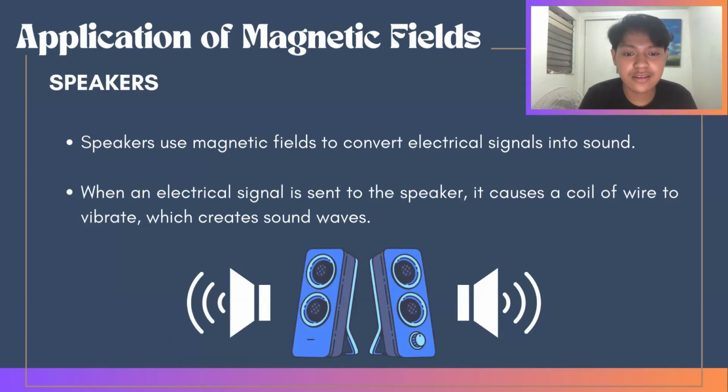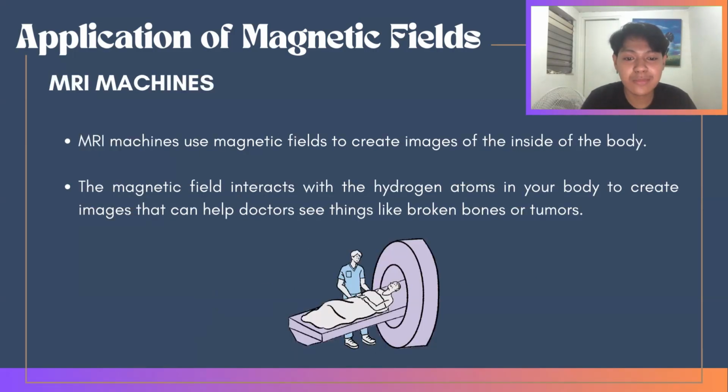The second one is speakers. Speakers use magnetic fields to convert electrical signals into sound. When an electrical signal is sent to the speaker, it causes a coil of wire to vibrate, which creates sound waves. The coil is surrounded by a magnet, which helps create the magnetic fields needed for the speaker to work. The third one is MRI machines.